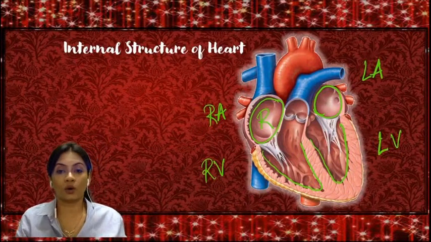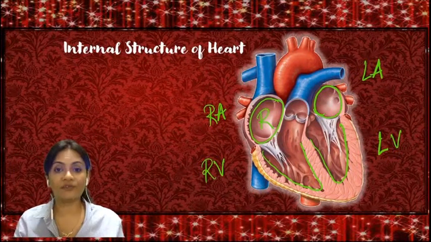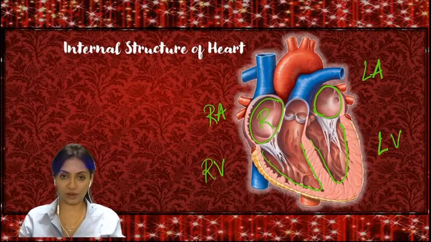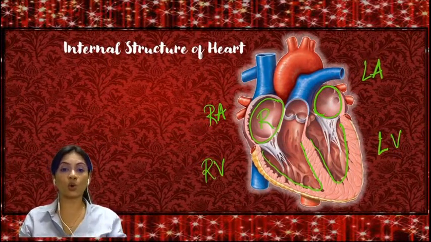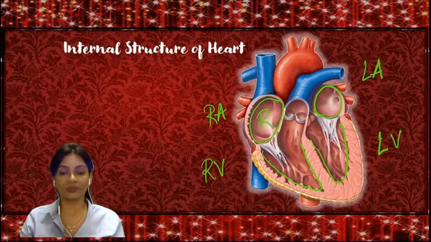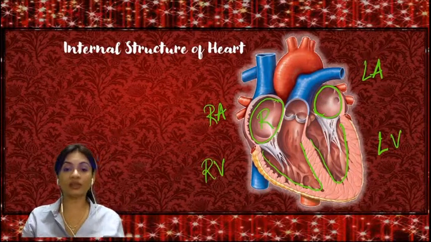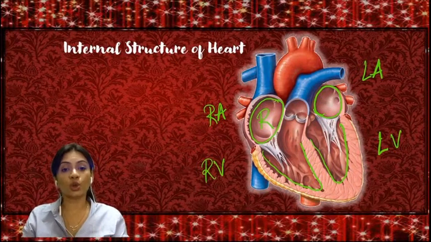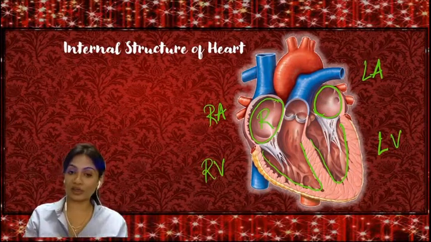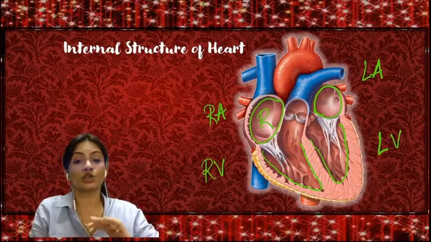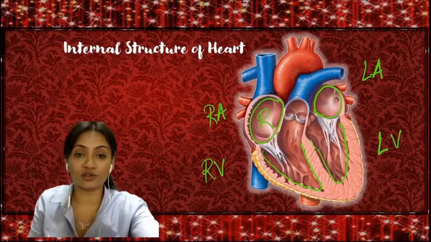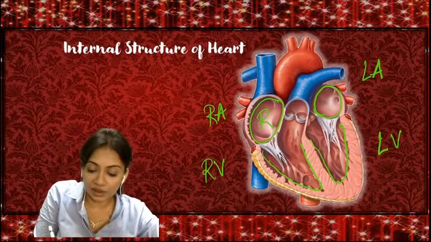Now, understand one more thing: when we're talking about the internal structure of the heart, we're going to be dividing this whole topic into three regions. The first region we will deal with is the superior chambers. So we're going to start by first talking about the atria.